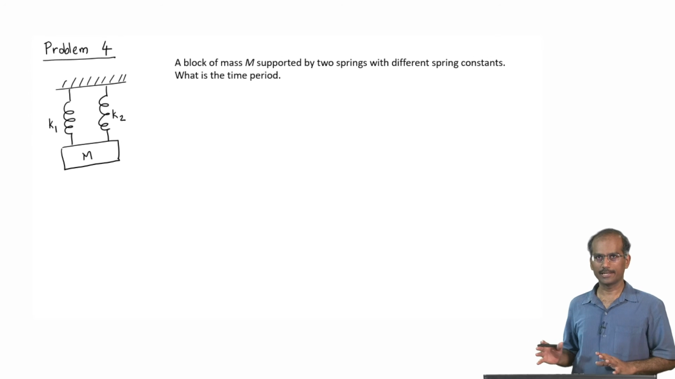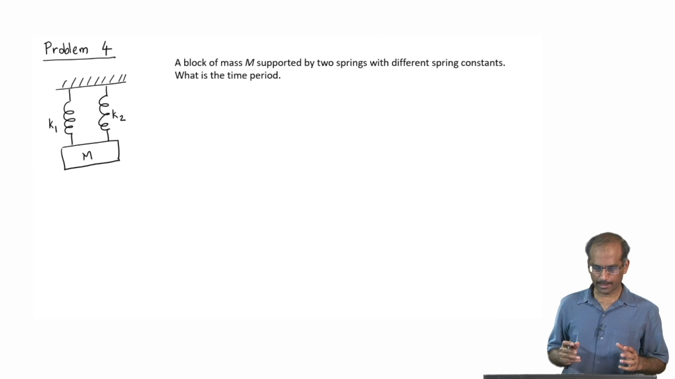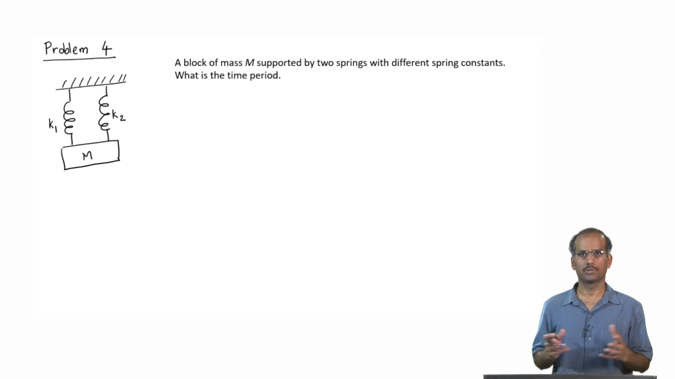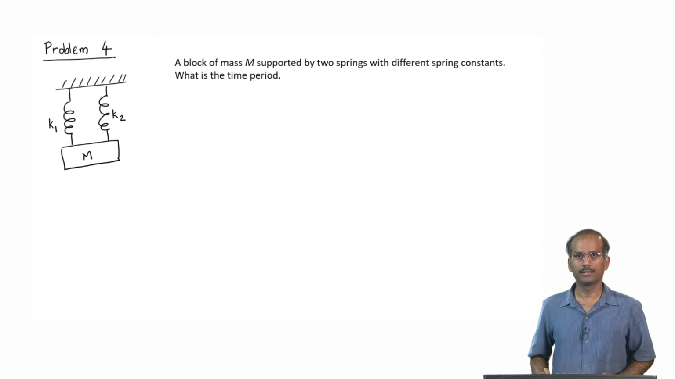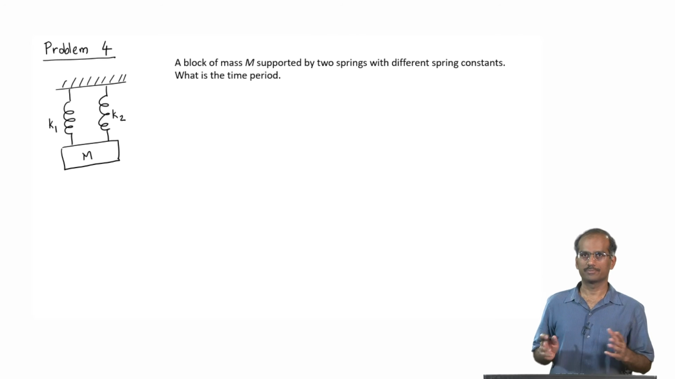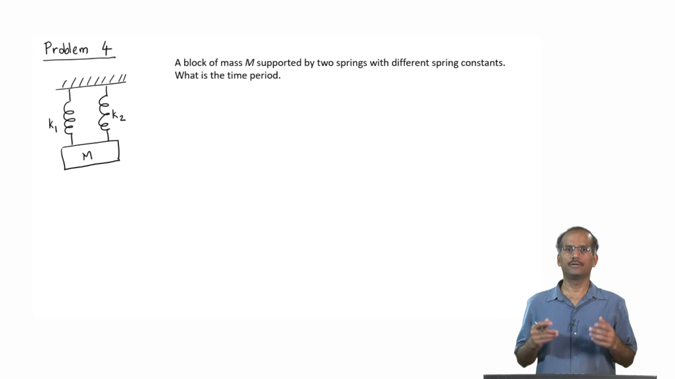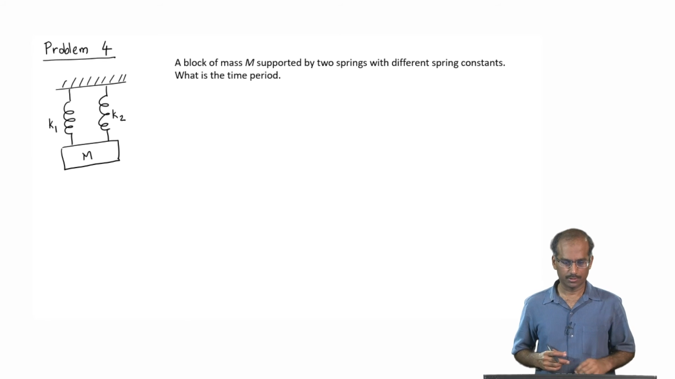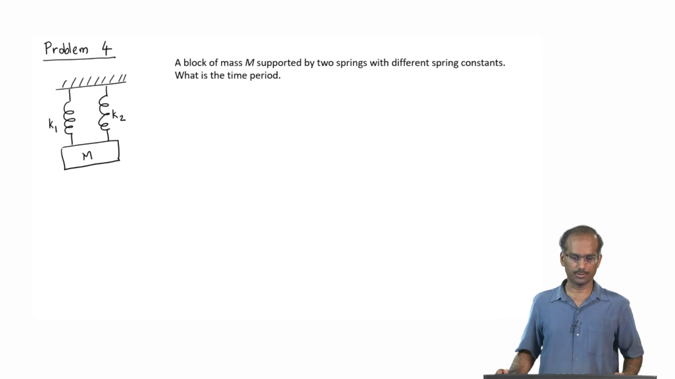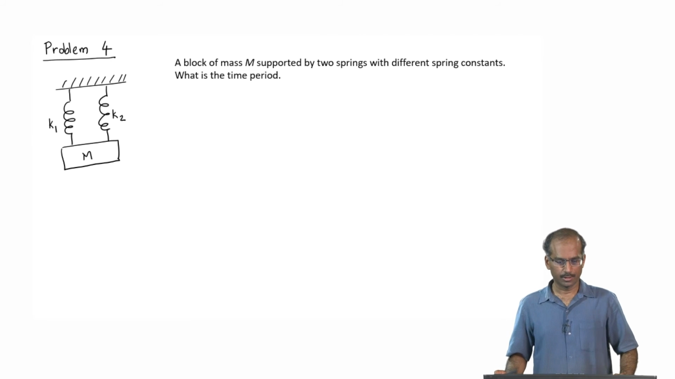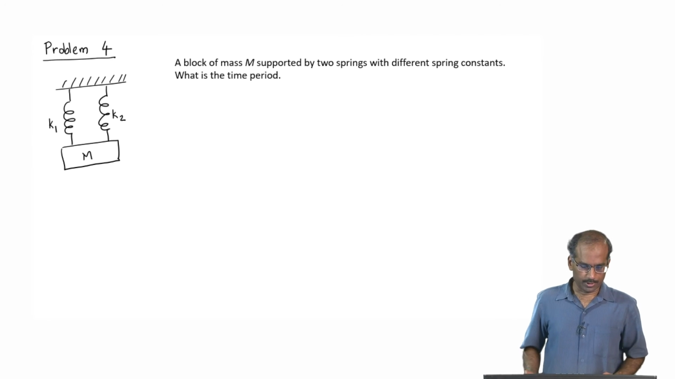Let us look at a slightly different problem. Here I have a mass m, or block of mass m, which is supported by two springs, and the springs have different spring constants k 1 and k 2. Now, if I give it a little bit of a push, what would be the time period of oscillations that it would execute? So, how do we solve it?